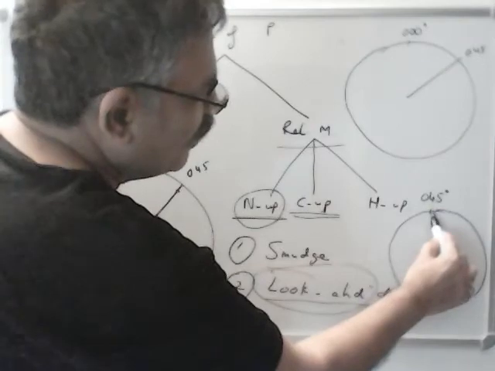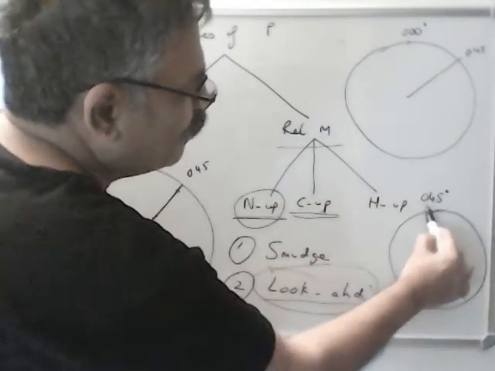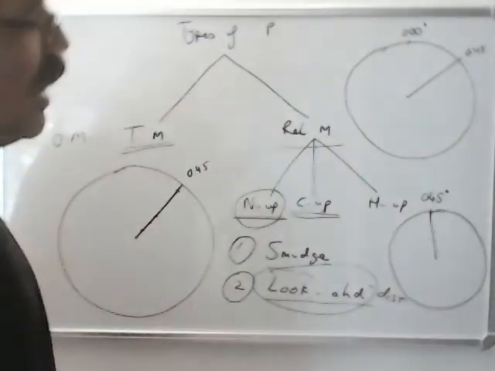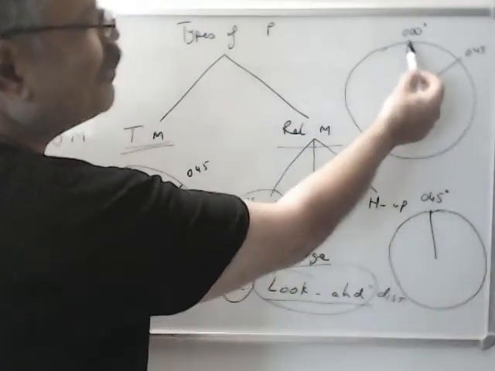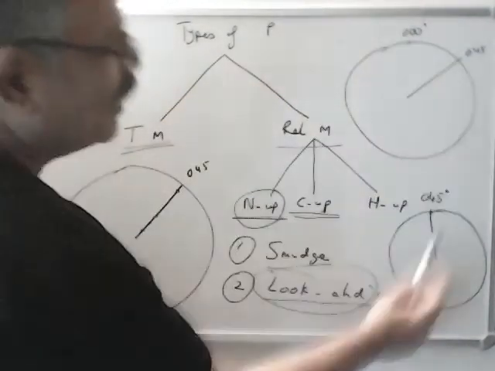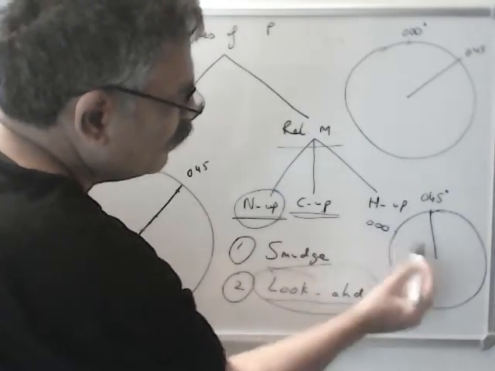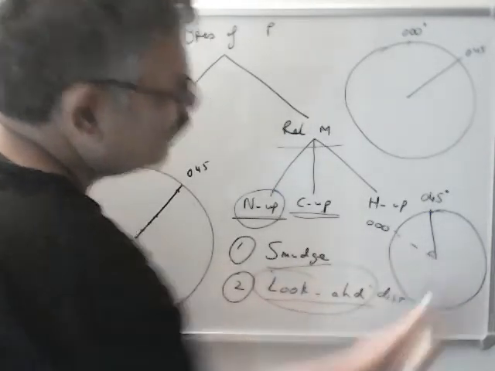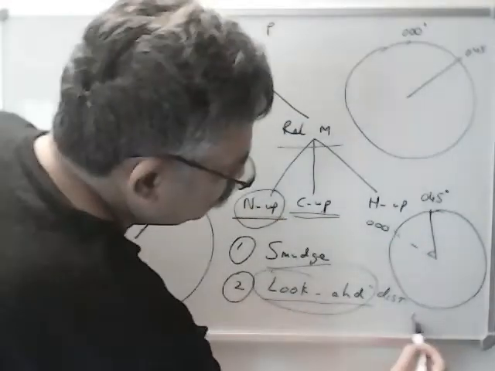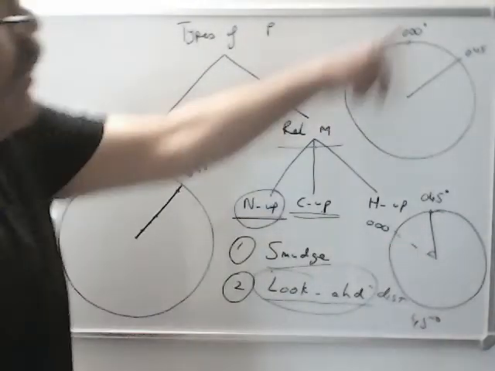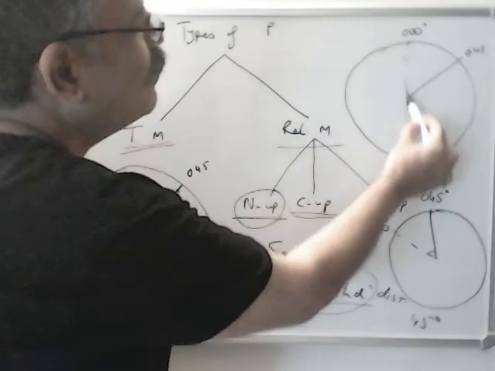So your heading marker will come like this, showing 045. And where will the north be here? Earlier it was here. So once you turn the screen like this, the north will come here, 000. So this angle will be how much? 45 degrees. Same as here. This angle was also 45.